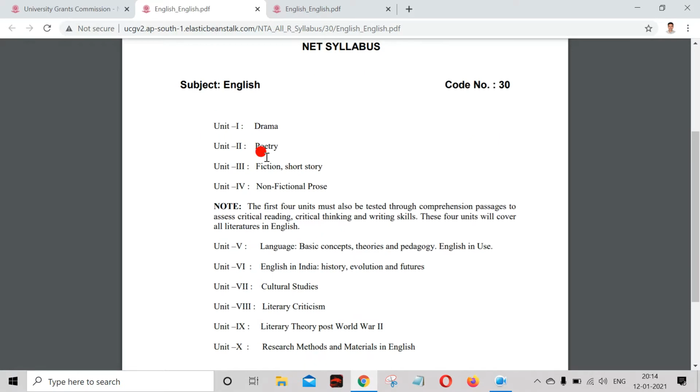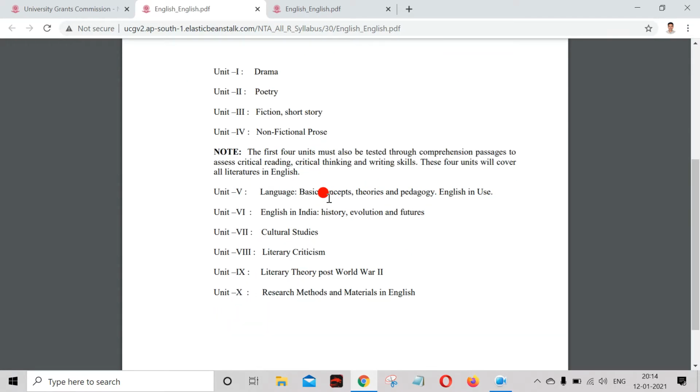Dear students, this syllabus is now categorized genre-wise. Here we have drama as unit 1, poetry as unit 2, fiction and short story as unit 3, and unit 4 is non-fictional prose. Now this is a direct categorization of the genres of literature based on these prime genres. And here we have a note: the first 4 units must also be tested through comprehension passages to assess critical reading, critical thinking and writing skills.